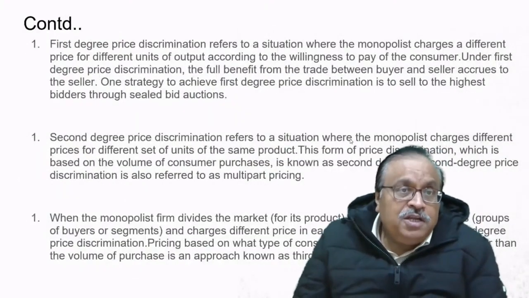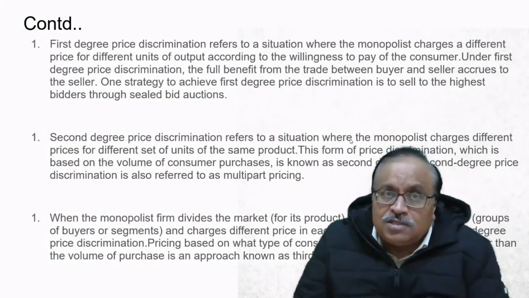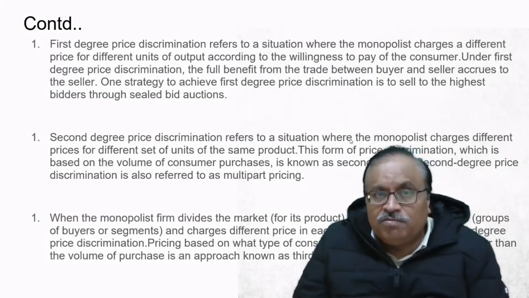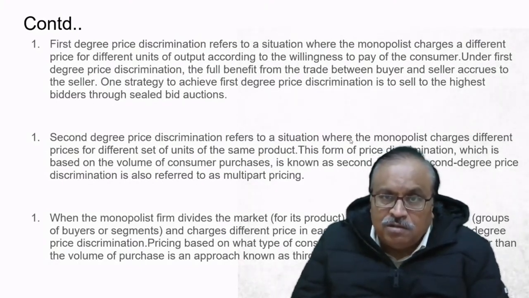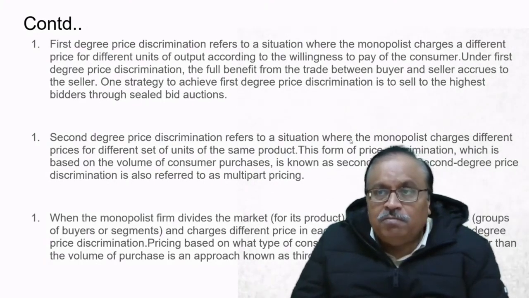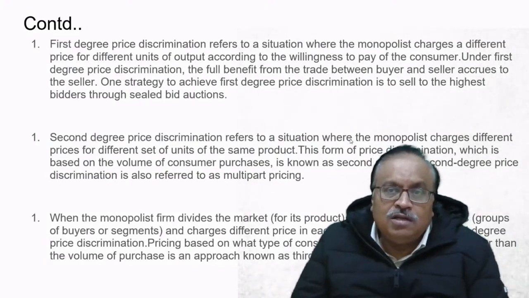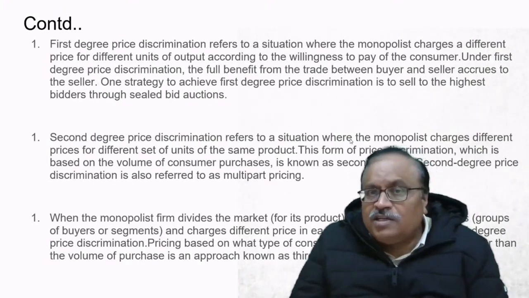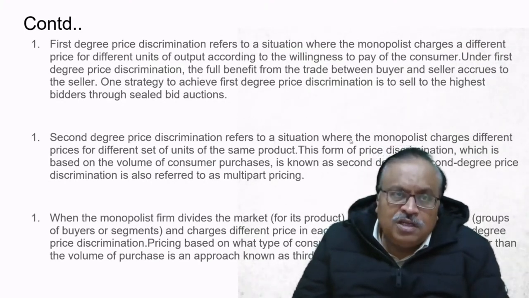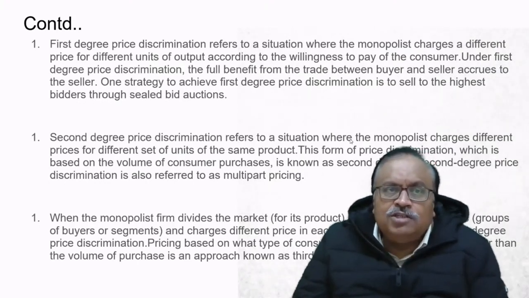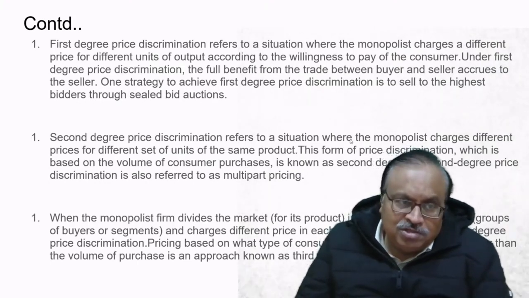So, what is first degree price discrimination? First degree price discrimination refers to a situation where the monopolist charges a different price for different units of output according to the willingness to pay of the consumer. Under first degree price discrimination, the full benefit from the trade between buyer and seller accrues to the seller. One strategy to achieve first degree price discrimination is to sell to the highest bidders through sealed bid auctions. So bidding, auctioning, is one part of the strategy to follow first degree price discrimination.